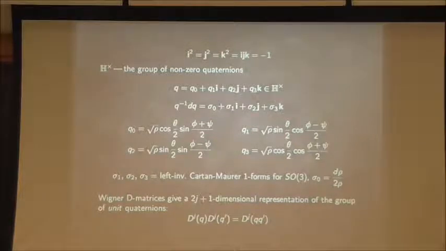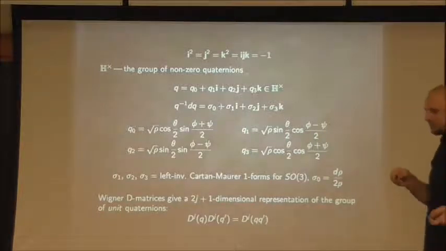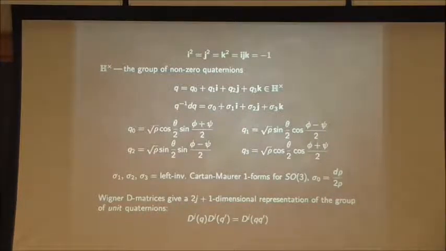Another thing I'm going to need is that Wigner D matrices give 2J plus 1 dimensional representations of the group of unit quaternions like this. And every computer scientist knows that in computations, it's much more efficient to work with quaternions rather than Euler angles. So I will work with quaternions, but keep in mind that a quaternion means 3 Euler angles and the length, because I need to count every so often. It's going to come in handy.